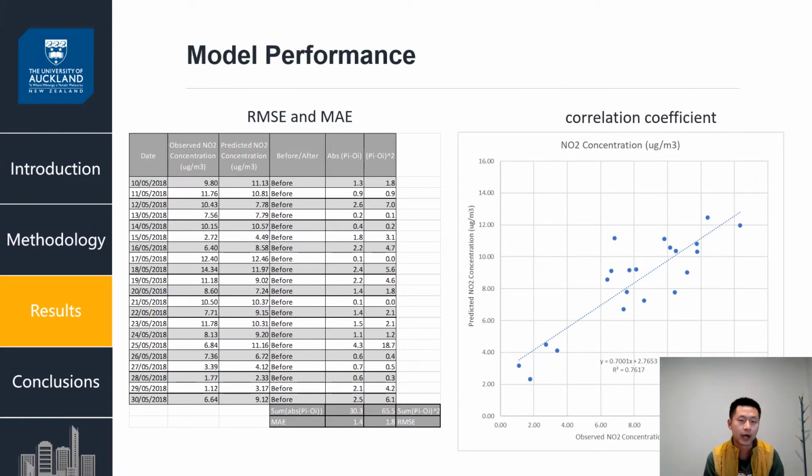Then we have run RMSE and MAE tests, which you can see at the bottom of the table on your left: the MAE and RMSE numbers. On your right is the correlation coefficient graph, showing the correlation coefficient between the observed and predicted daily average NO2 levels. This graph shows observed versus predicted concentration for the first 3 weeks of data, which shows the model is performing well.